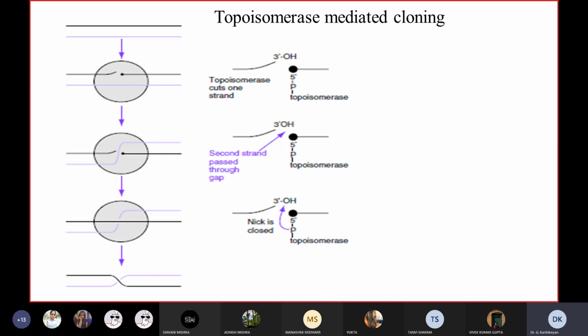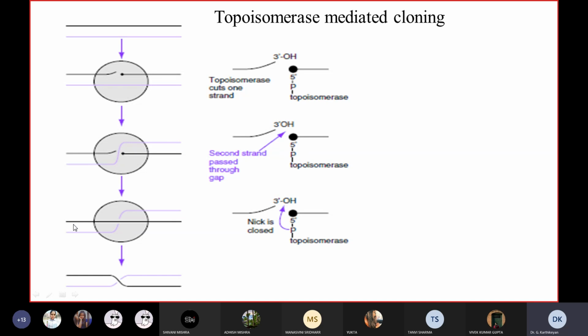Basically, when topoisomerase has a double-stranded DNA, it makes a single nick. Then the second strand is made to pass through this nick. The enzyme is actually holding on to the DNA, and then it eventually joins these two. So it is essentially like an intermolecular reaction. It's like two different fragments, and one of them is getting nicked and then it is getting sealed.